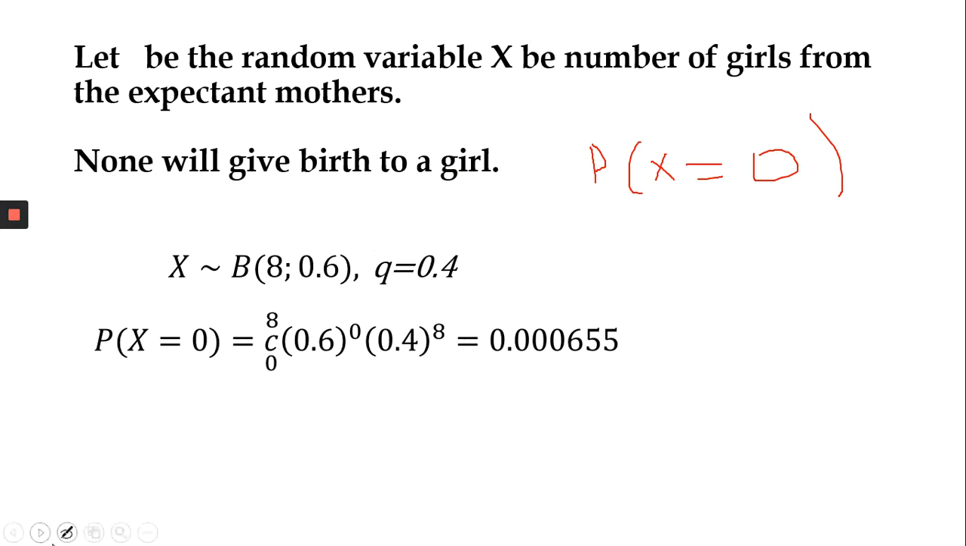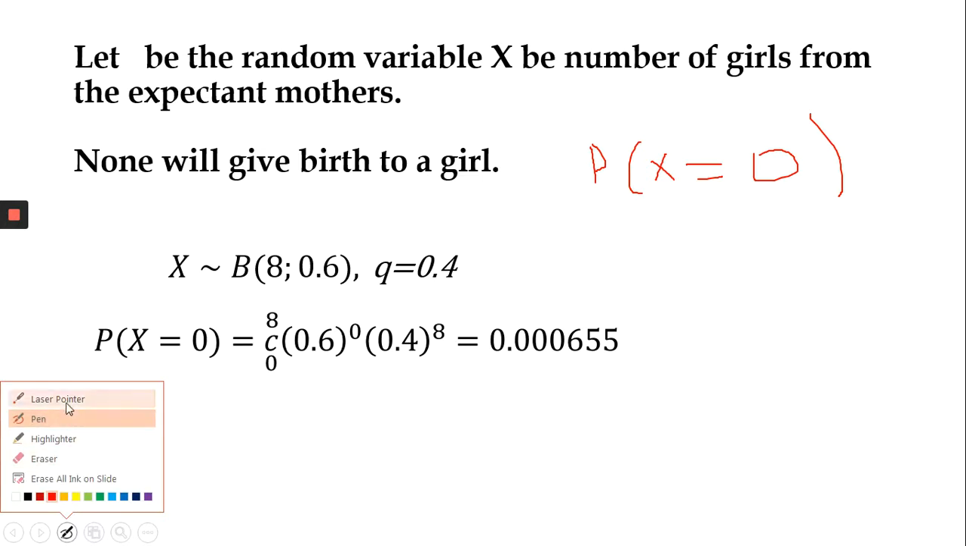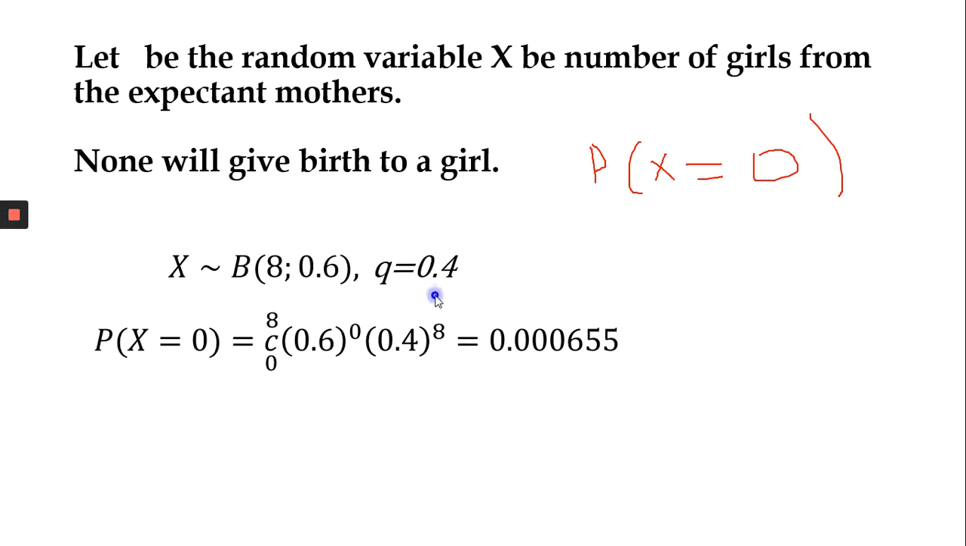Remember the probability distribution function that I showed you in the previous video. Probability X equal to r is n choose r, times p, where p is the probability of success, to the power r, multiplied by q to the power n minus r. So X follows a binomial with n equal to 8 and probability of success 0.6, and here I've indicated what q is. Remember, p plus q is always equal to 1, so once I'm given p, I can easily get q.